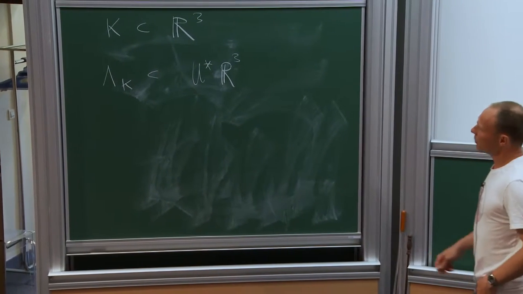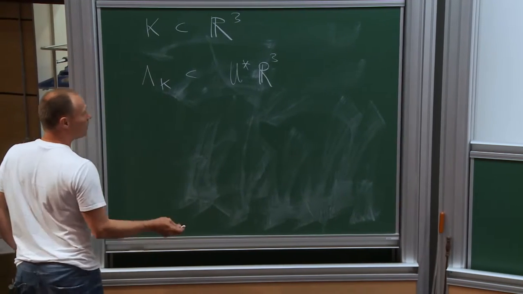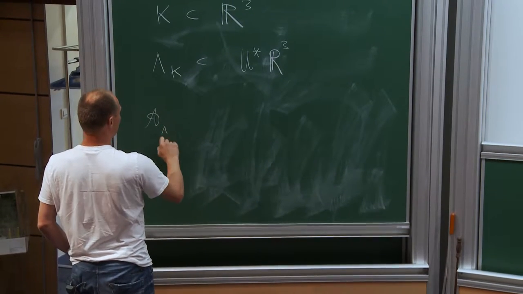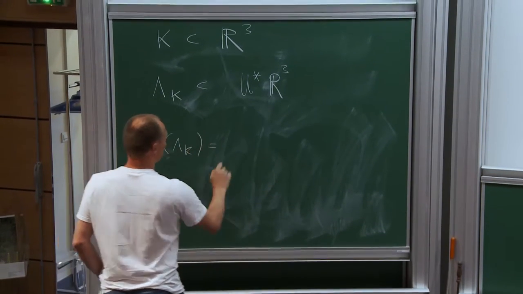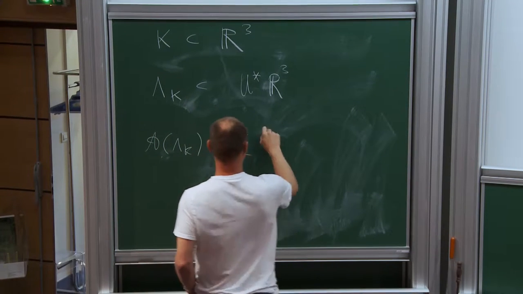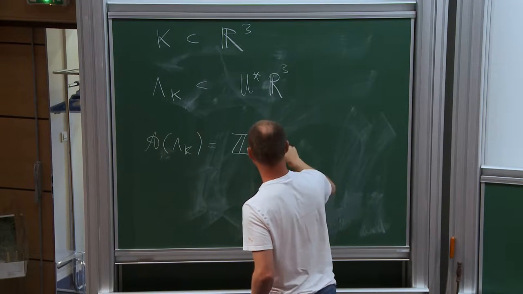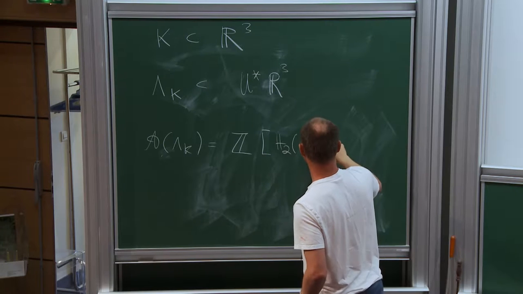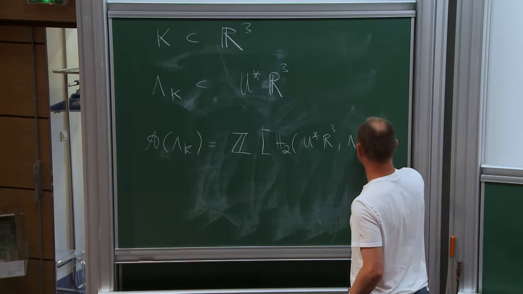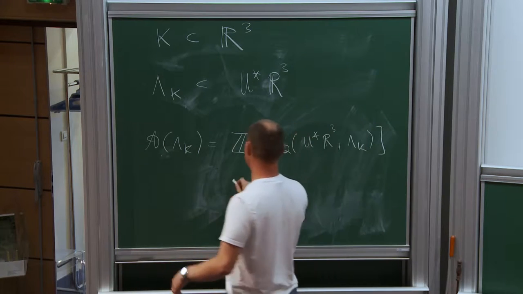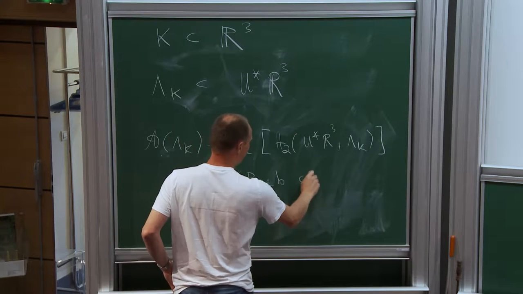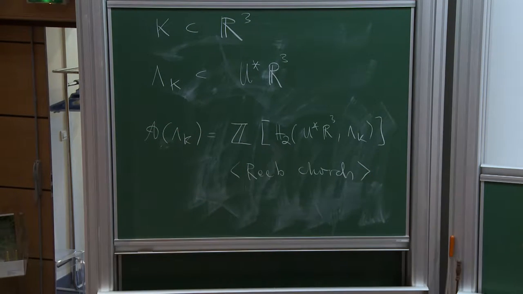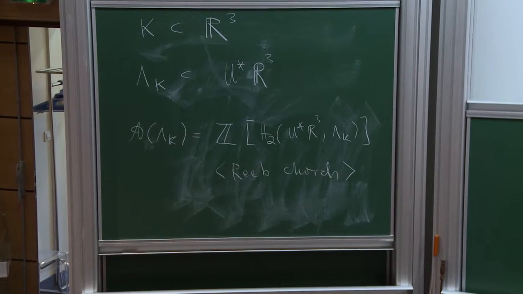And we want to compute what I call the Lagrangian contact homology of this lambda K, so that's an algebra over the group ring of the second cohomology. So maybe I'll write it up first like this, and then generated by Reeb chords. But let's perhaps see what this coefficient ring actually is.